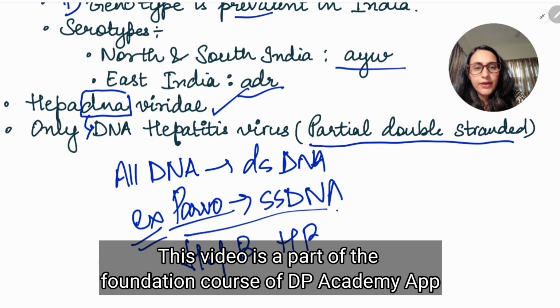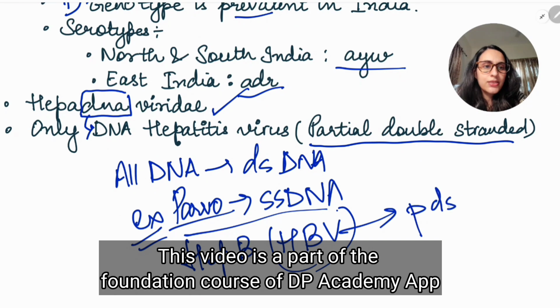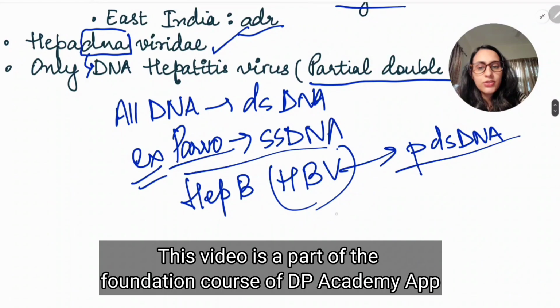Hepatitis B virus, I'm going to write as HBV. Hepatitis B virus has partial double-stranded DNA. It is not fully double-stranded DNA. One strand is complete, one strand is incomplete. So in normal DNA, we have double-stranded, one strand is plus strand, one strand is minus strand.